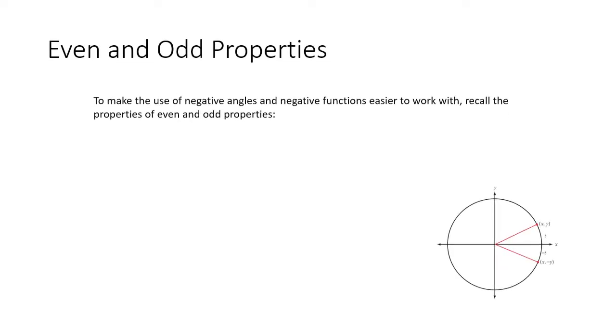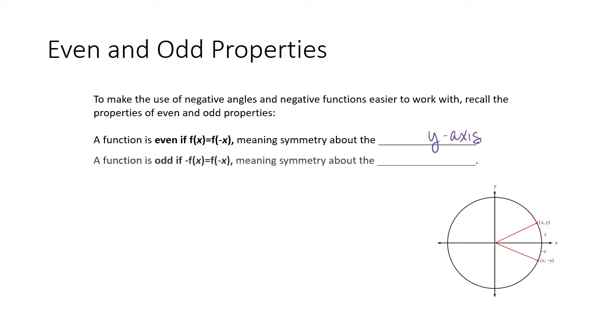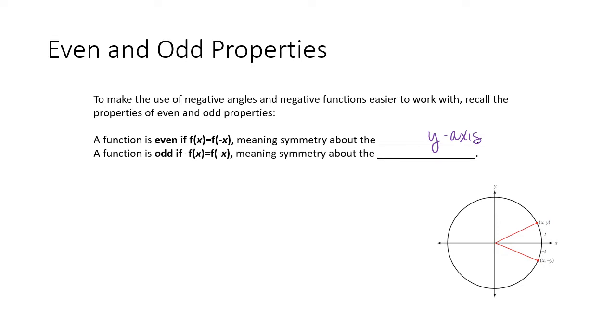Okay, the last thing we're going to talk about is these things about even and odd properties. So a function is even, and this is going back to what we learned in Math 111. A function is even if f of x equals f of negative x, meaning that it has symmetry about the y-axis. A function is odd if the opposite of the function equals f of negative x, meaning that it has symmetry about the origin.